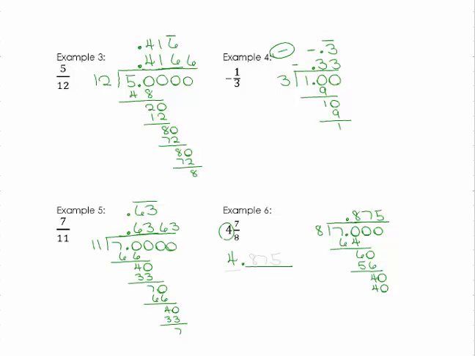So I have the whole number part, which was 4. I have the decimal part, which is 0.875, so I'll put them together. My answer is 4.875.